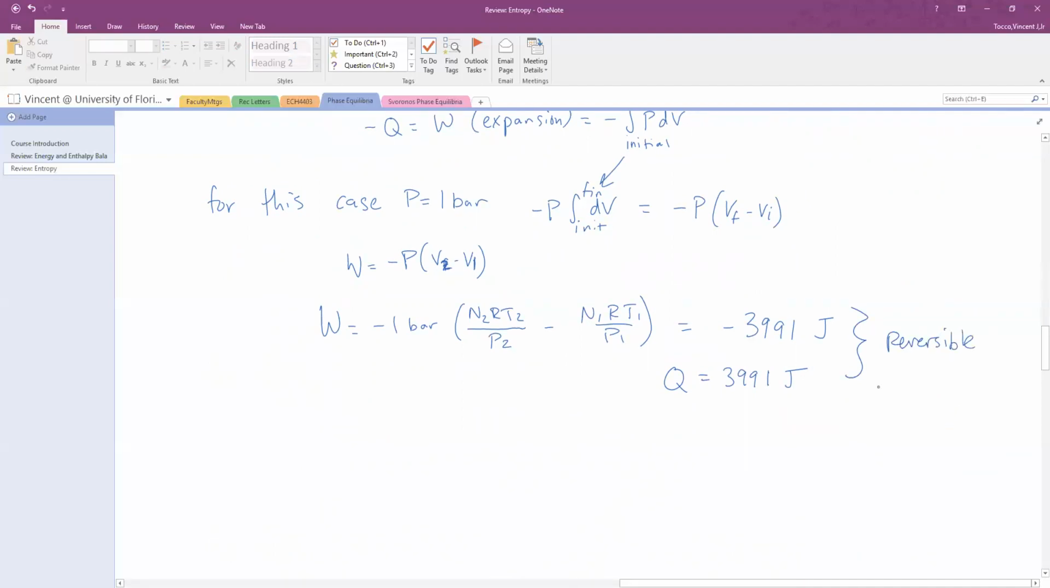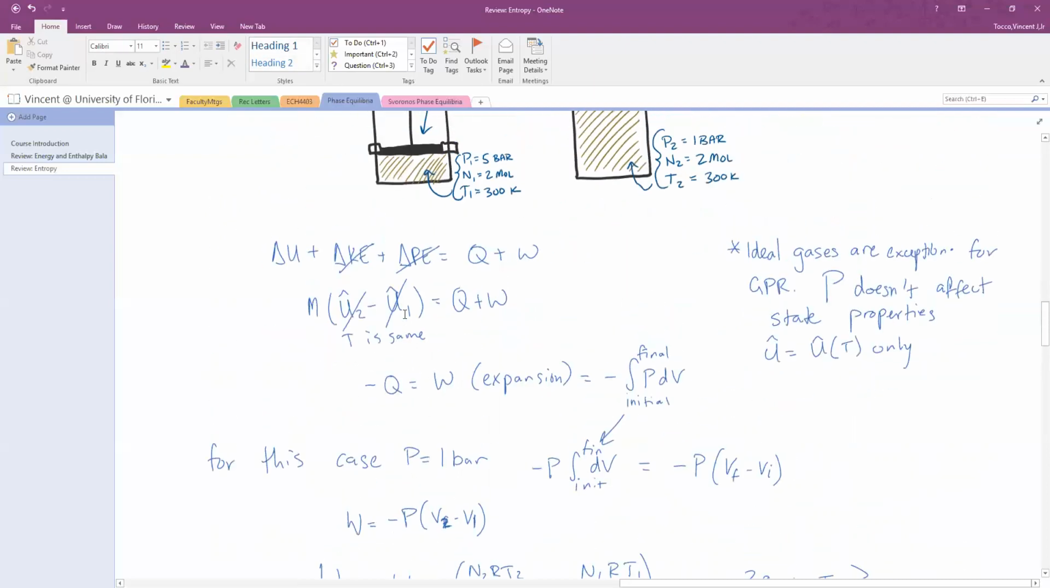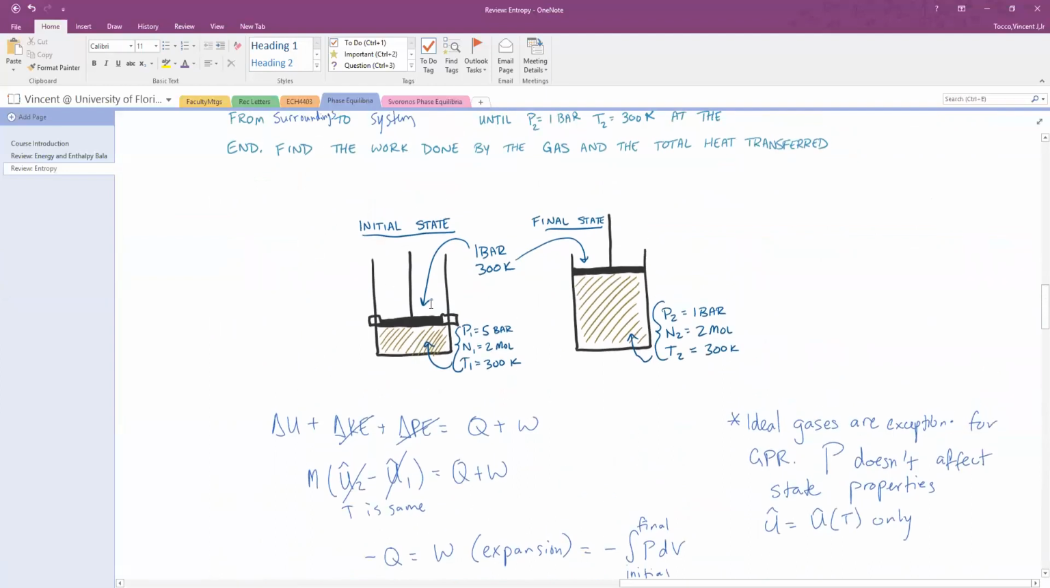Now let's try the same problem, but instead of irreversible, let's try a reversible case. So now instead of clamps holding this piston down such that the gas inside is at high pressure, let's imagine that it's a pile of sand and we're going to get from initial state to final state by removing one grain of sand at a time and allowing this piston to come up more slowly.